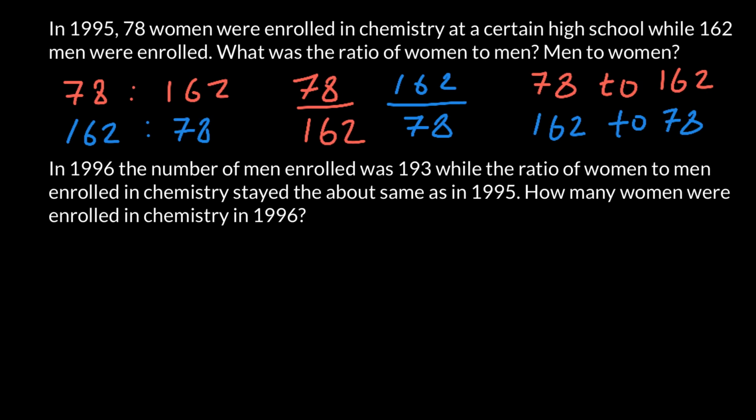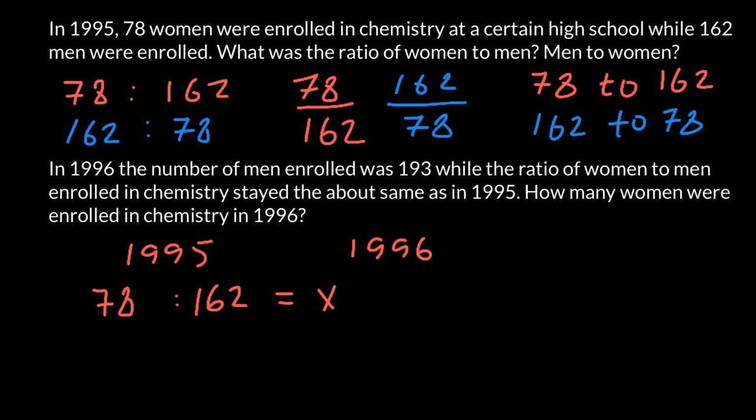So we know that in 1995 the ratio of women to men was 78 women to 162 men, and in 1996 we don't know the number of women, but we know that the number of men was 193. So we have to solve for x.